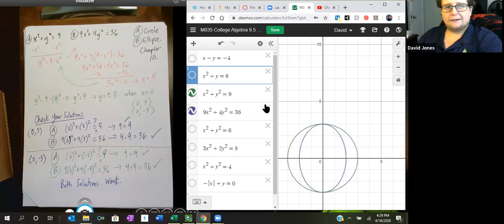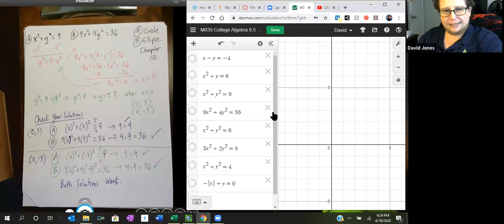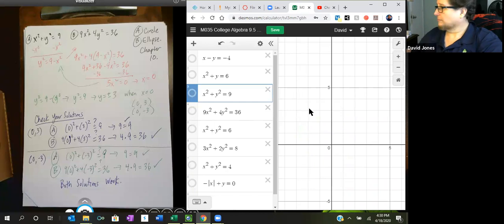Circles, perfectly round. Ellipses are not so perfectly round. They're ovalish. They're ovals. So that's the oval. And we can see they only cross. They touch there. That's on both equations, and that's on both equations. Okay.